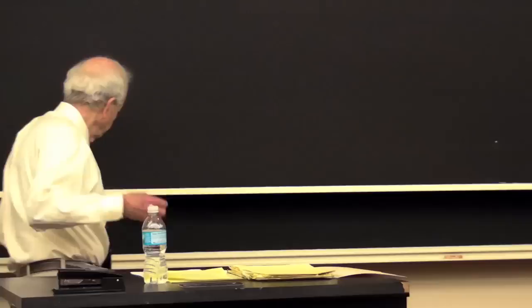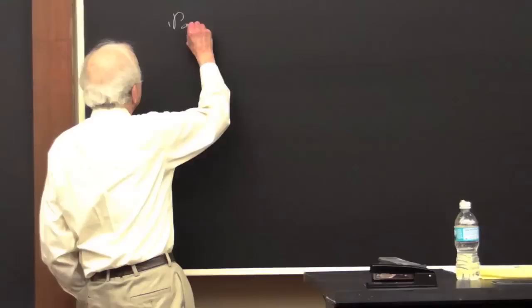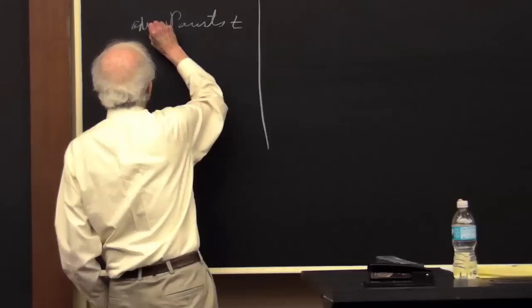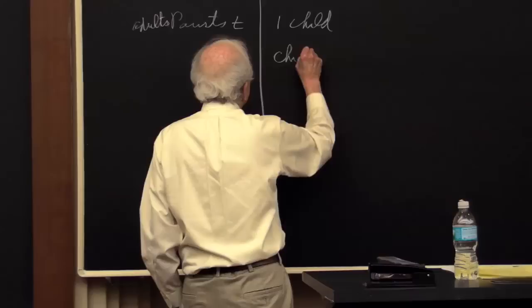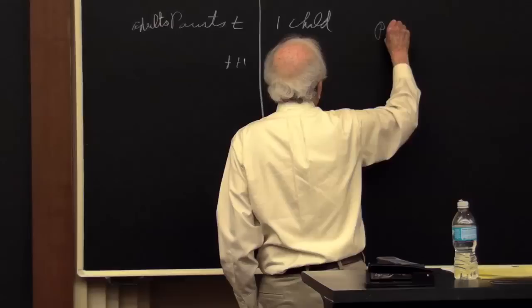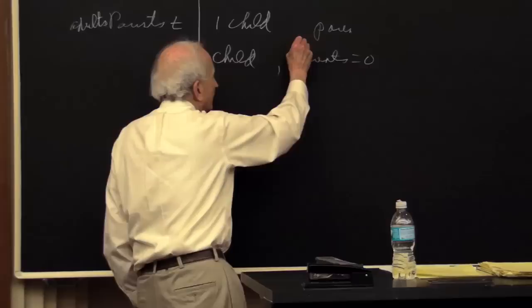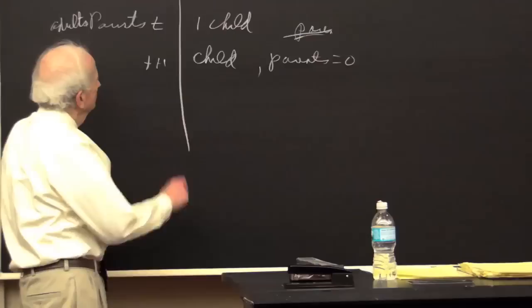So here you have parents at time T. They're adults, and they have one child. At T plus one, the child is an adult, and the parents die. So parents equals zero. That's what I mean by they die. So T plus one: child, adult, parents die. So they overlap for one period.